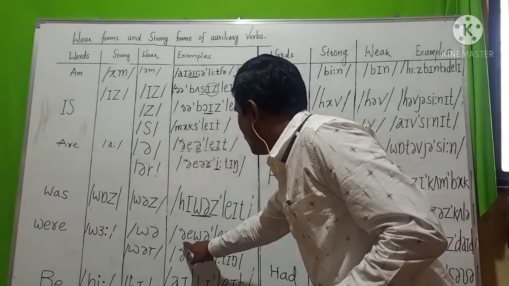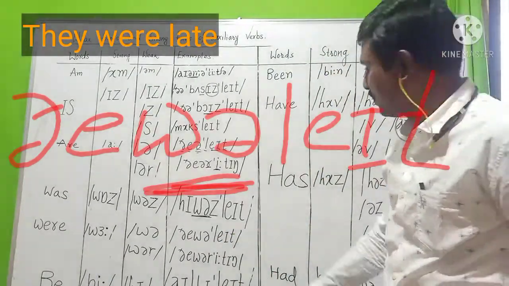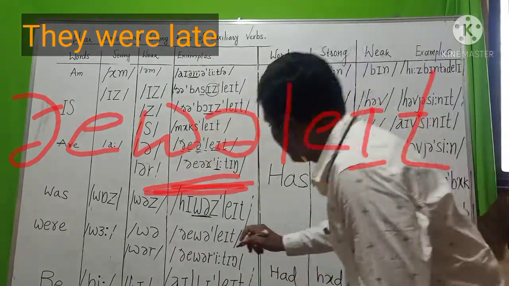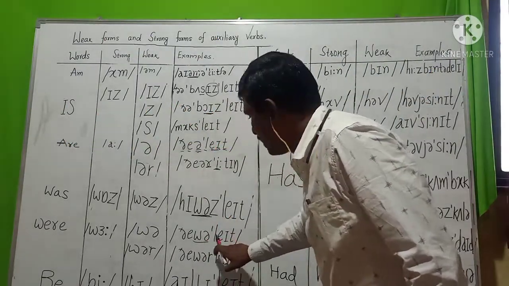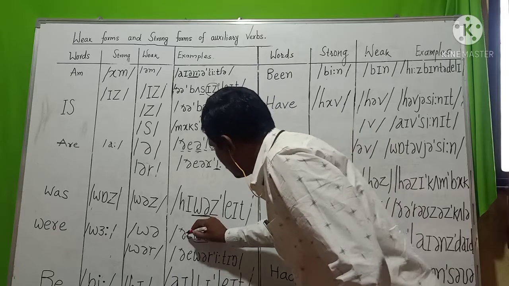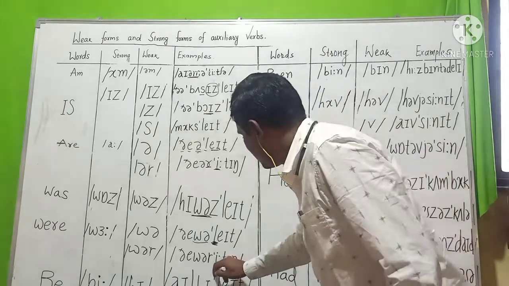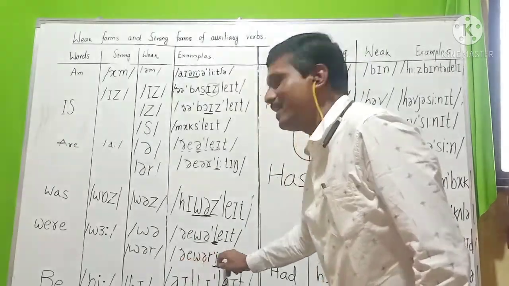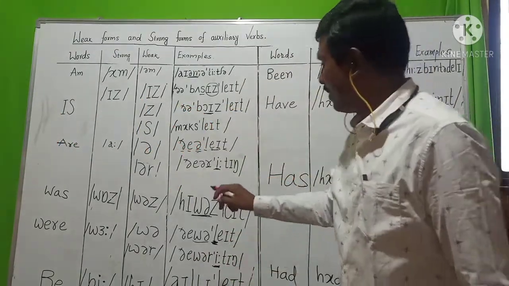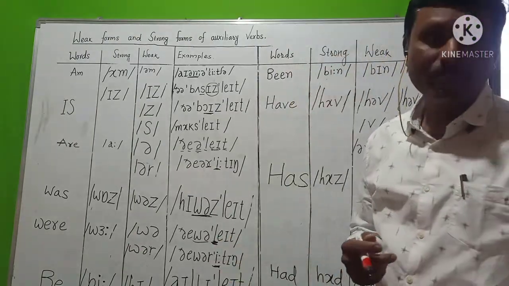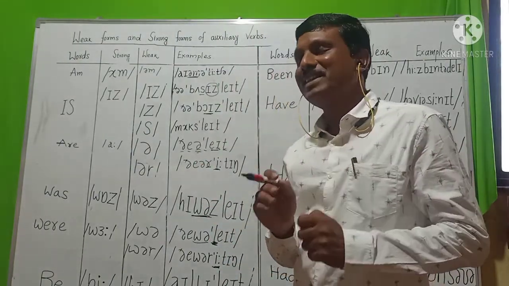See the example. What is this? They were late. Got it? They were late. Because this is a consonant, right? Now see, this is a vowel. So the example is, they were eating, because E is a vowel. They were late, they were eating. They were late. They were eating.